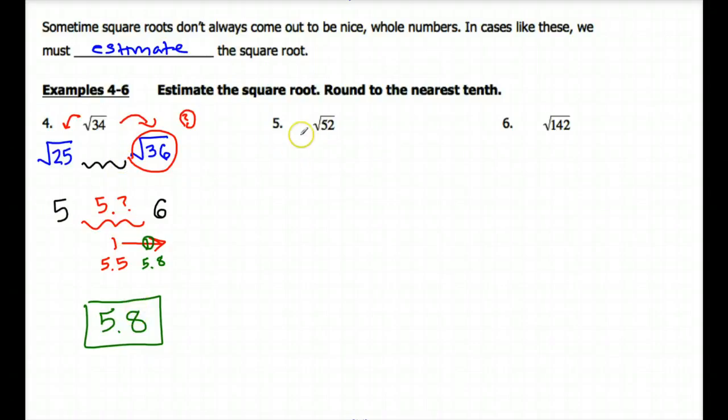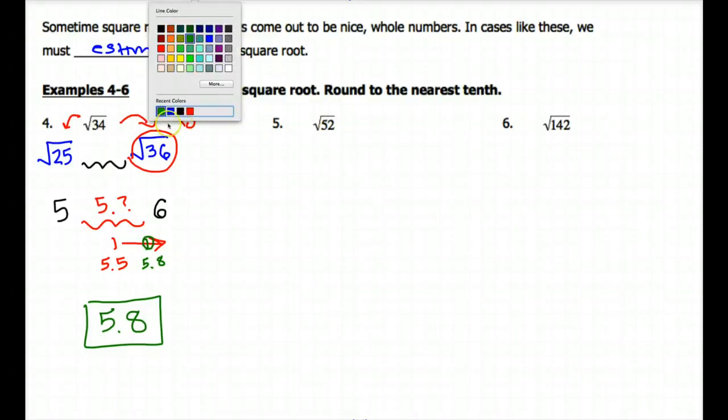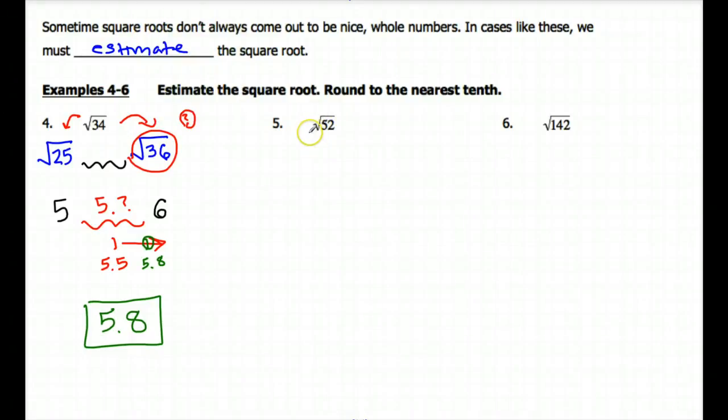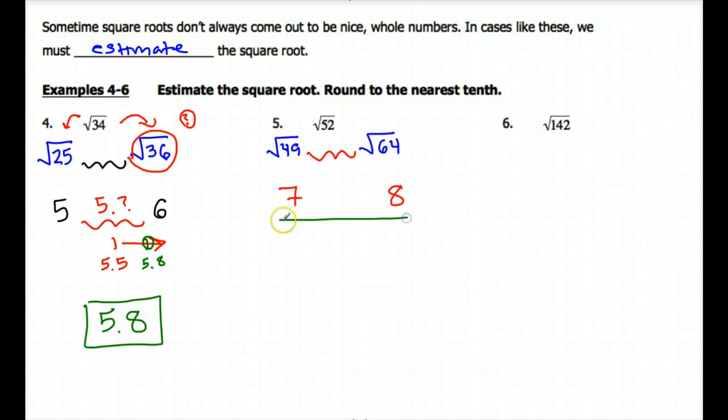So we've got the square root of 52, and again, we're trying to think, first of all, what two perfect squares is 52 in between? Well, we know the square root of 49, and 52 is larger than 49, and we also know the square root of 64, and 52 is smaller than 64. So the square root of 52 would be in between the square root of 49 and the square root of 64. The square root of 49 is 7, and the square root of 64 is 8, so that means that the square root of 52 needs to be somewhere in between 7 and 8.